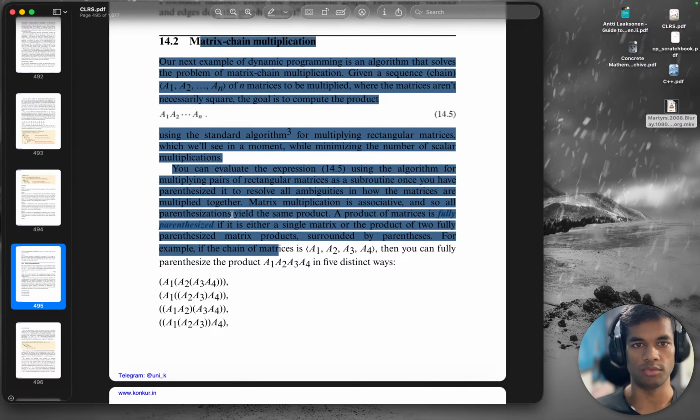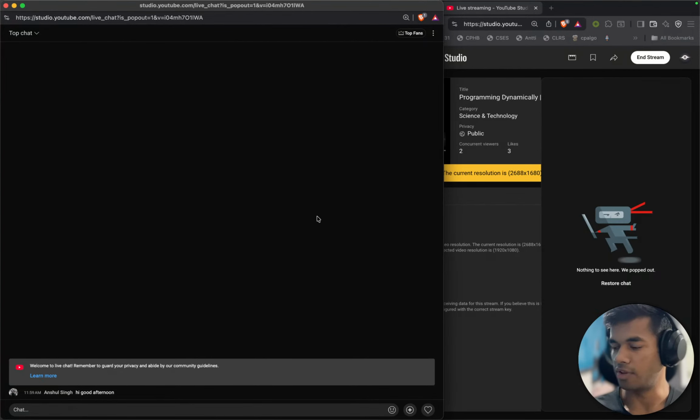And today we will do matrix chain multiplication, which is cool. It also uses some kind of numbers called Caladan numbers.